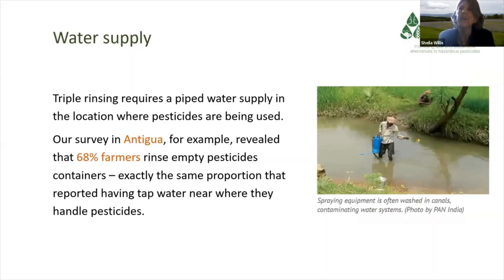Water supply is obviously an important issue as far as triple rinsing goes. And some farmers don't have easy access to piped water in the area where they're handling pesticides. In Antigua, for example, we did a survey a couple of years ago, and that revealed that 68% of farmers were rinsing their empty containers, and that's exactly the same proportion of farmers that had a tap water accessible where they handle pesticides. You can see in the picture on the right, it's not uncommon for farmers to resort to rinsing their spray equipment and containers in rivers that are nearby if they don't have easy access to piped water. And obviously that's a concern in terms of contaminating that river system.